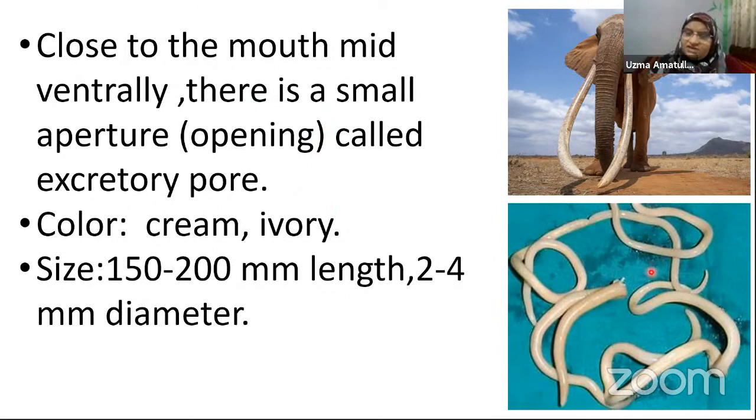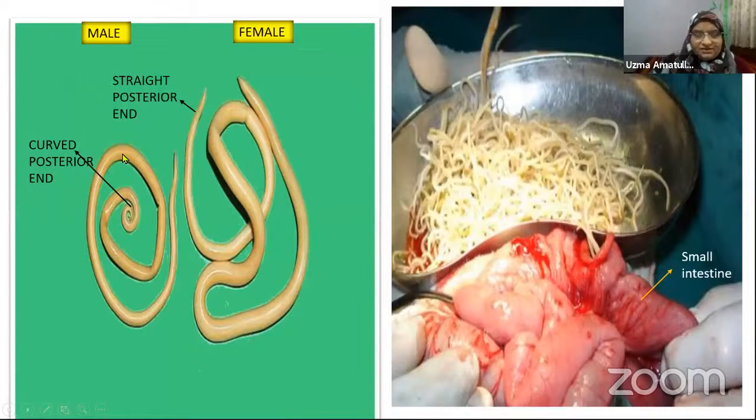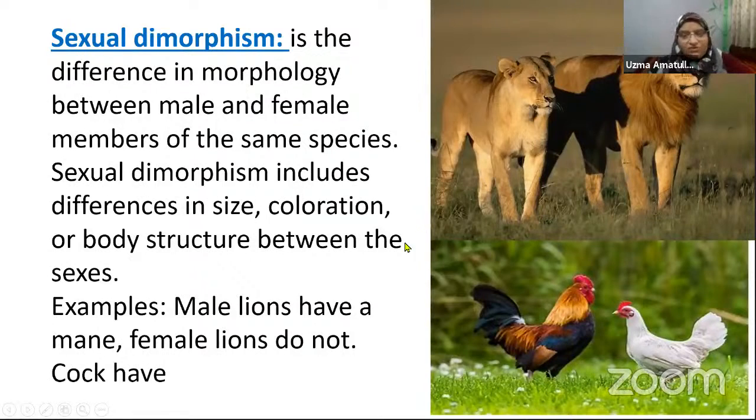What is the color of this worm? Cream or ivory color. Now, male and female are different. The males are having a posterior end curved, and the female have the posterior end straight. Sexual dimorphism means the male and the female of the same species are different in morphology. Morphology means in form. How they are different in size, in coloration, in body structure, they are different from one another.